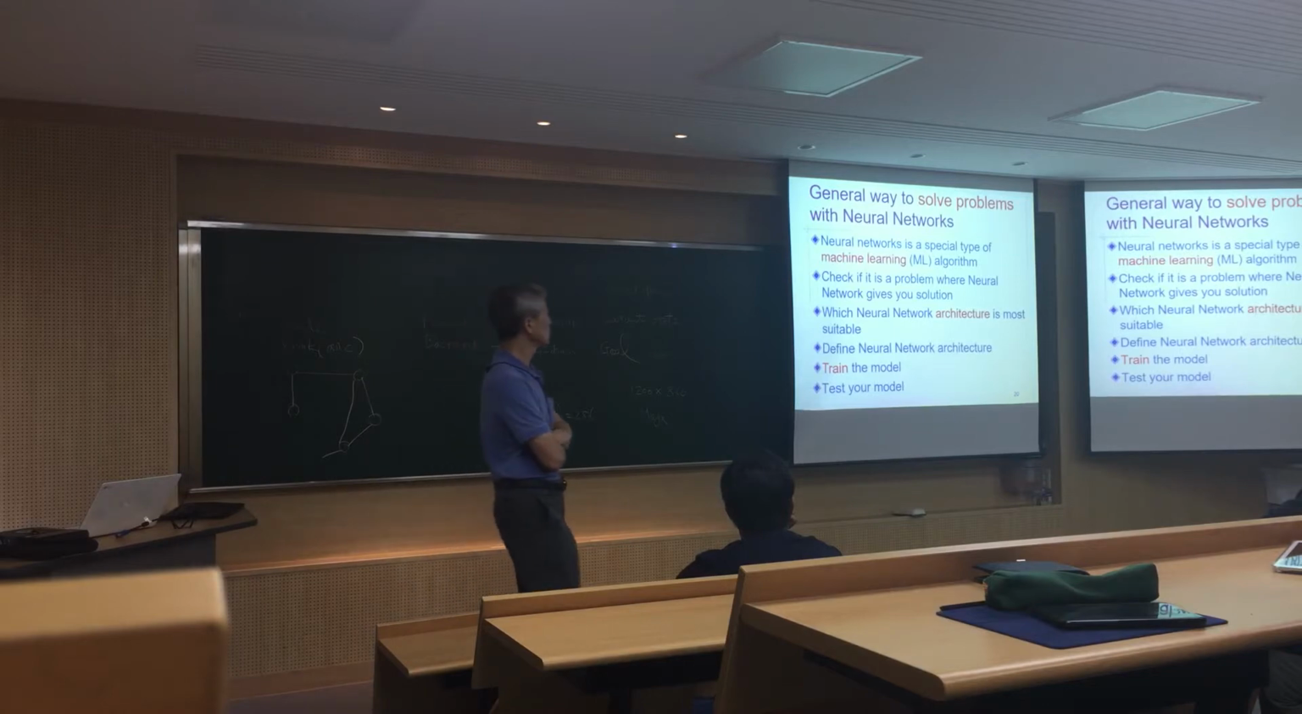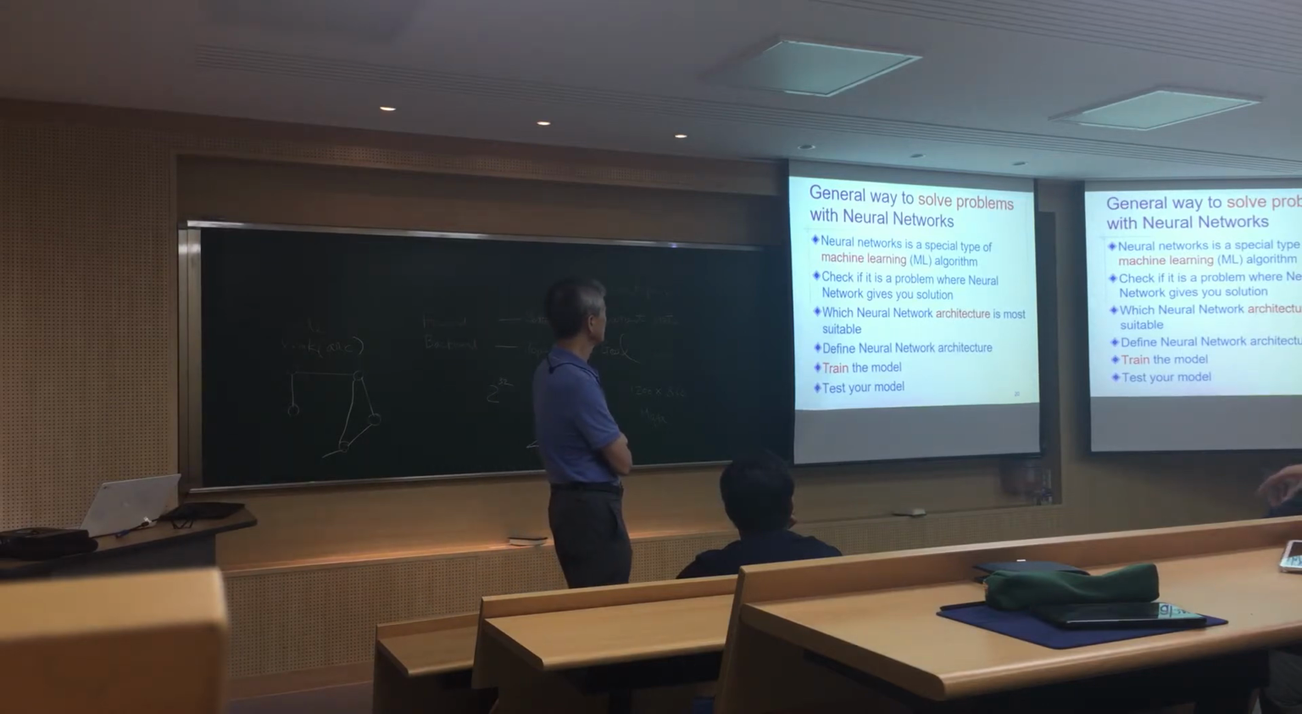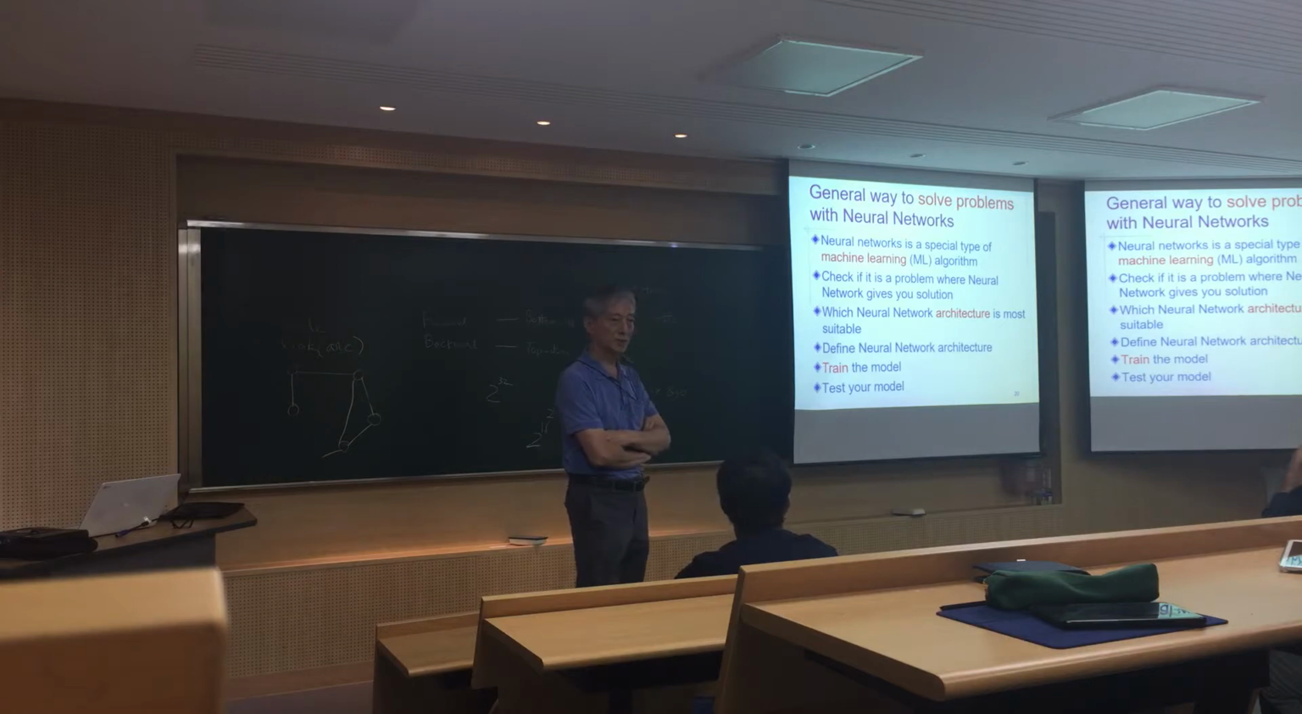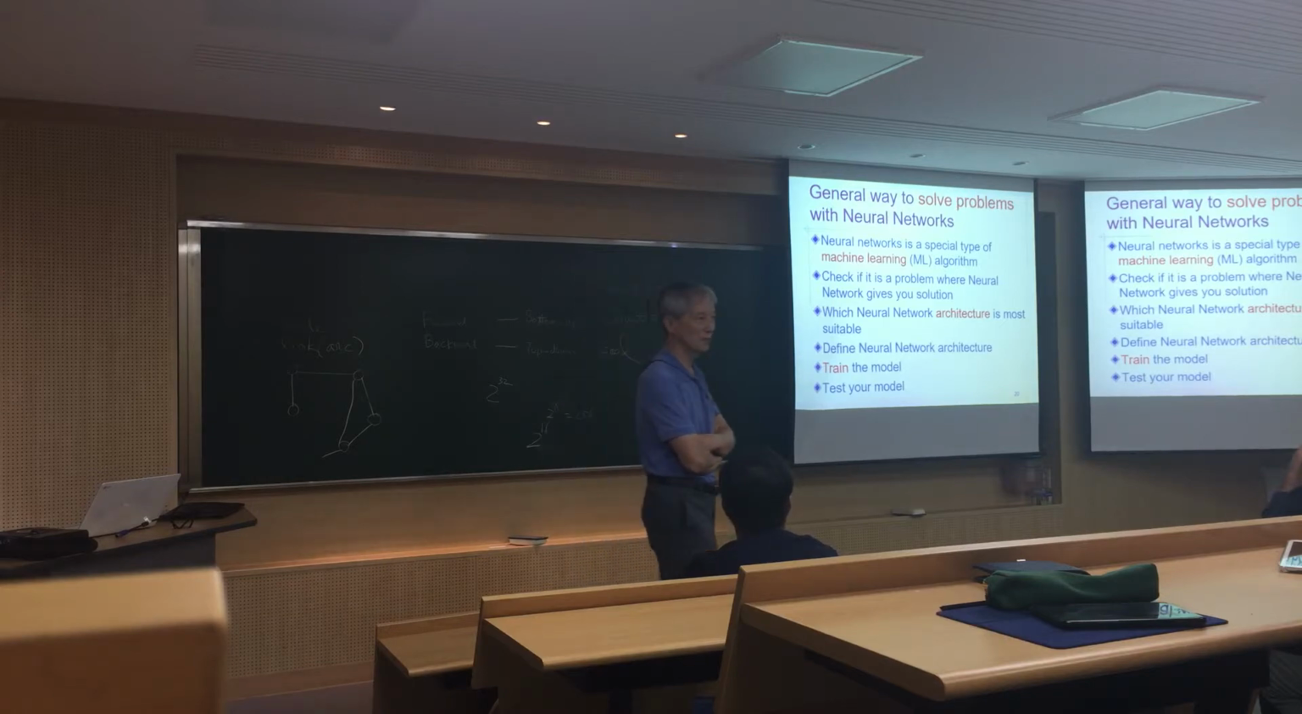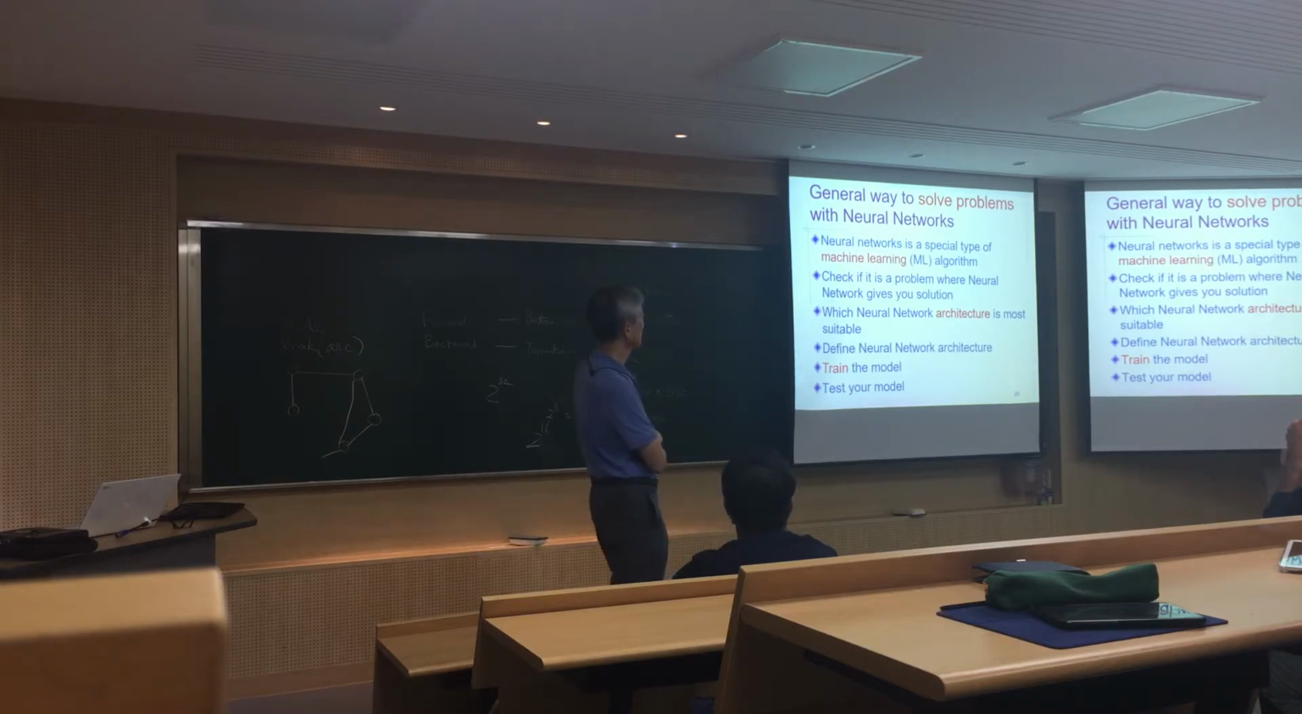General way to solve problems with neural network. Neural network is one part of machine learning. There are so many different methods for machine learning. Machine learning can be artificial intelligence: machine learns knowledge and then solves problems. That's the idea behind it. So machine learning is very similar to artificial intelligence, and neural network is one special type of machine learning.